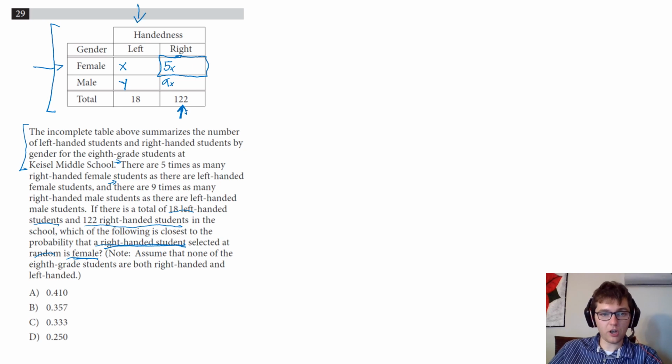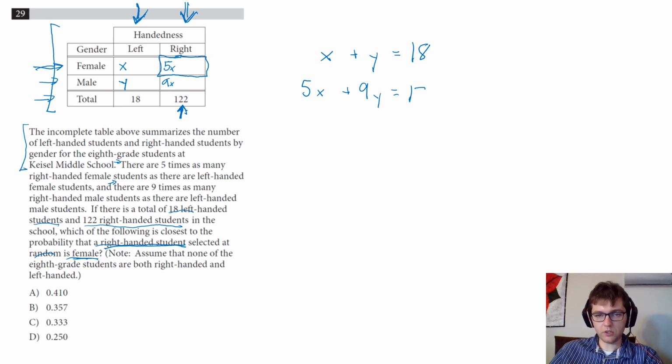You can use the first column to set up one equation because you know the number of female plus male students must equal the total. You can use that for the left-handed students, and you can use that separately for the right-handed students. What does that mean? It means that just adding up everything in this column, you have X plus Y is equal to the total number of students who are left-handed, 18. Doing the same thing for the right-handed column, you have 5X plus 9Y is equal to the total number of students, 122. And now you have a system of equations you can work with.